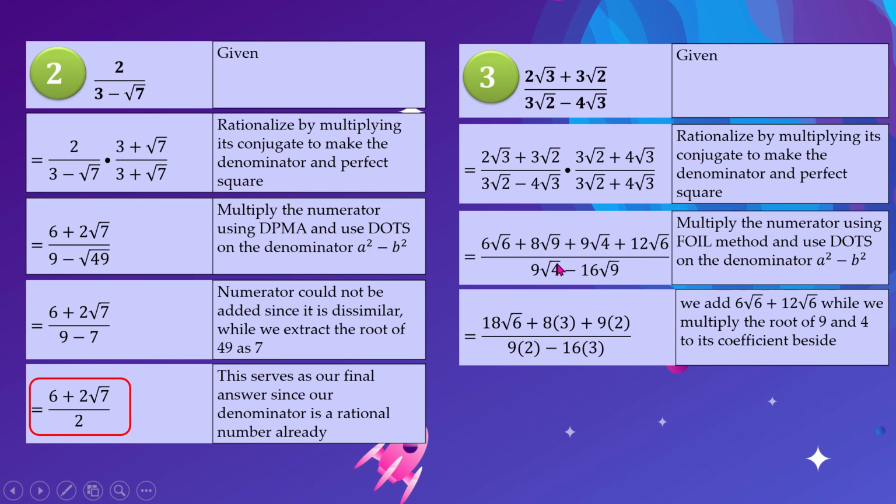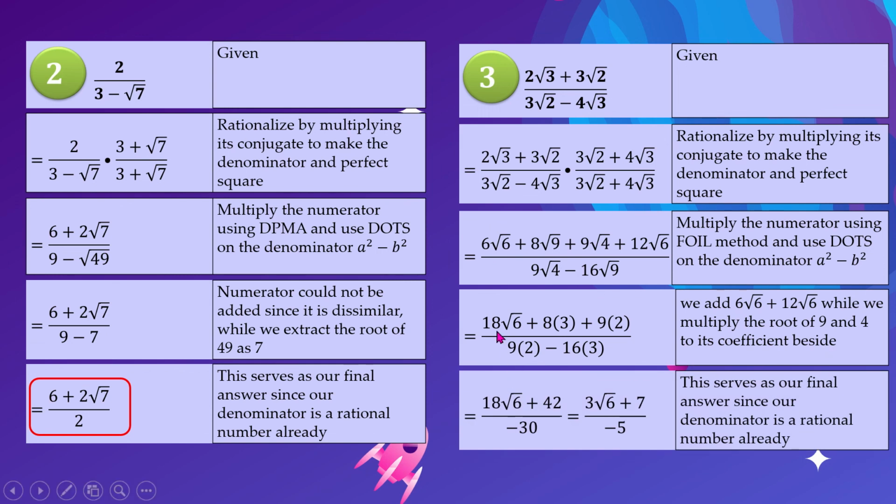Square root of 9 is 3. Multiply sa 8 na sa gawas. Square root of 4 is 2 times sa 9 sa gawas. While the denominator, the square root of 4 is 2 times 9 sa gawas. 9 times 2 minus. Square root of 9 is 3 times 16 sa gawas. 16 times 3. Okay na ba? So we add 6 square root of 6 or 12 square root of 6. Well, we multiply the root of 9 and 4 to its coefficient beside them.